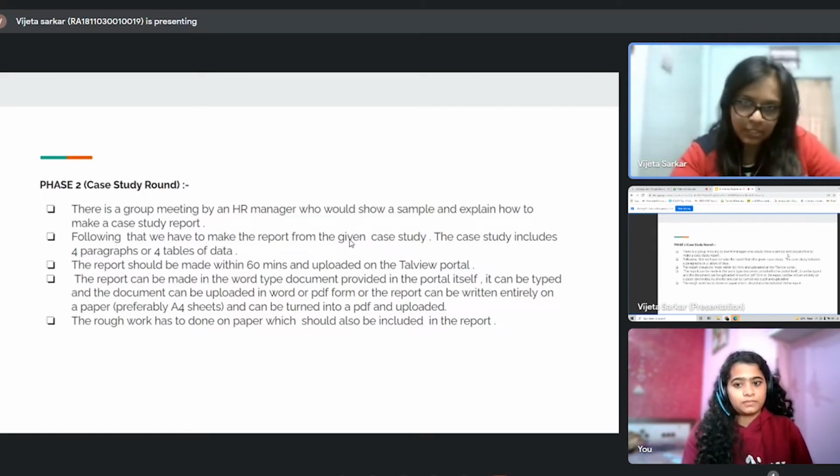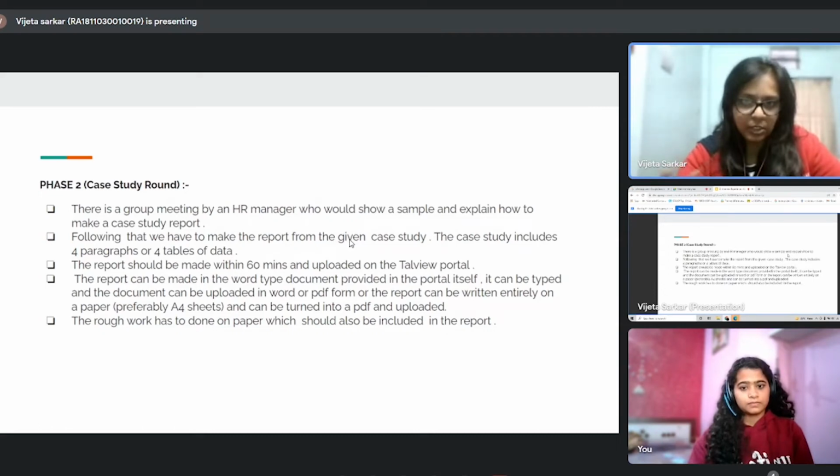We would be given 60 minutes of time in the same Talview portal, in which the questions would be there. We have to make a report within 60 minutes. The report could be made on a plain white paper, in handwritten form, or you could type it and upload it as well. Rough work should also be included, wherever you do the rough work, typed or written.